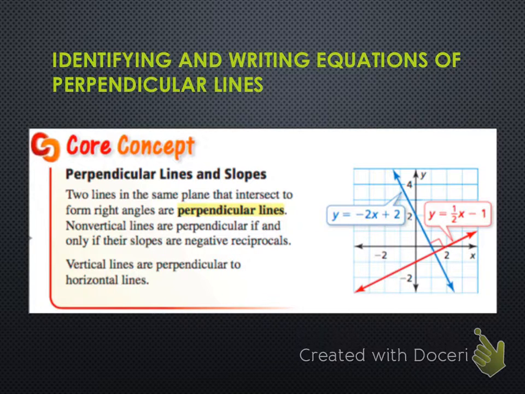Now, what about perpendicular lines and slopes? Two lines in the same plane that intersect and form a right angle are perpendicular lines. Now, non-vertical lines are perpendicular if and only if their slopes are negative reciprocals. Remember, reciprocals means flipped upside down. Negative obviously doesn't necessarily mean that it's negative. It just means that the sign is opposite. Because you could have a negative slope to start with, and then the negative reciprocal would be a positive slope flipped upside down.